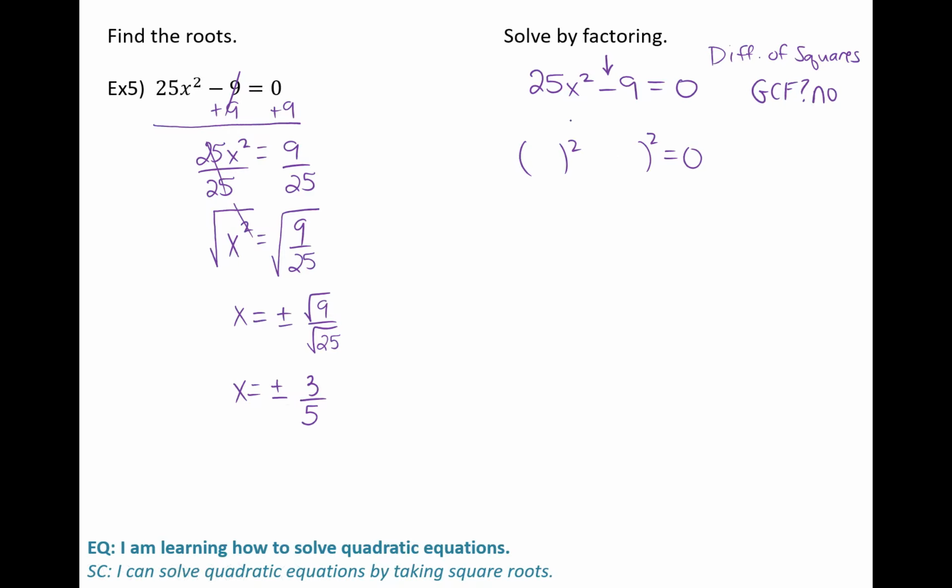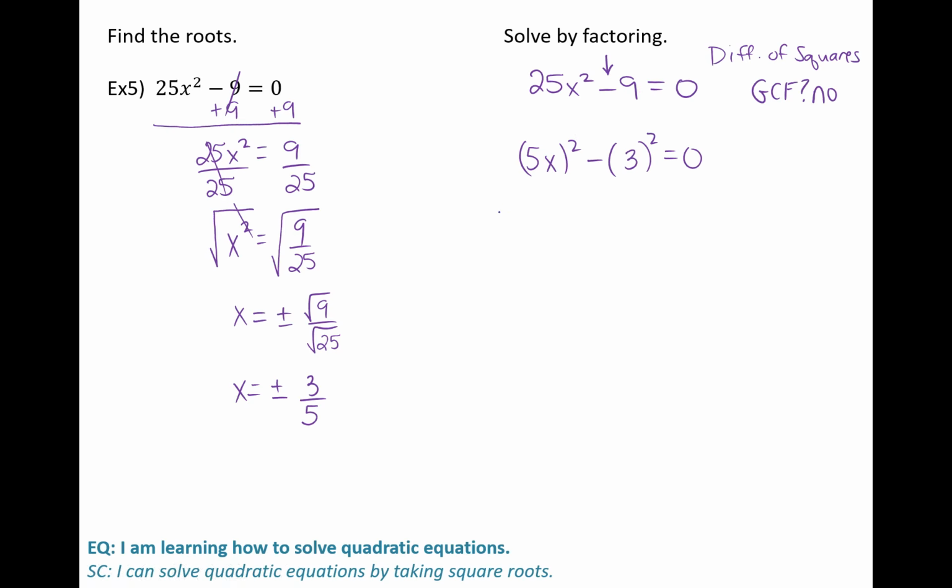In my first term, what squared makes 25? It would be 5. What squared is going to give me that x squared is going to be x. So 5 squared is 25. x when I square it is x squared. Then 3, when I square it, gives me 9.